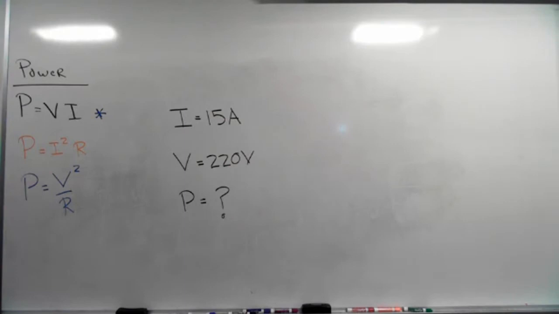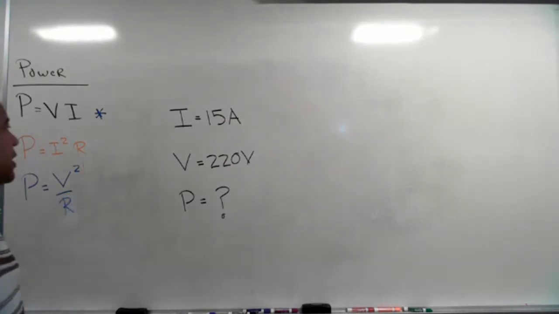Okay, so for problem number 4, it says you have a clothes dryer. It draws 15 amps of current from a 220 volt line. They want you to calculate the power used. So how would you calculate the power used?